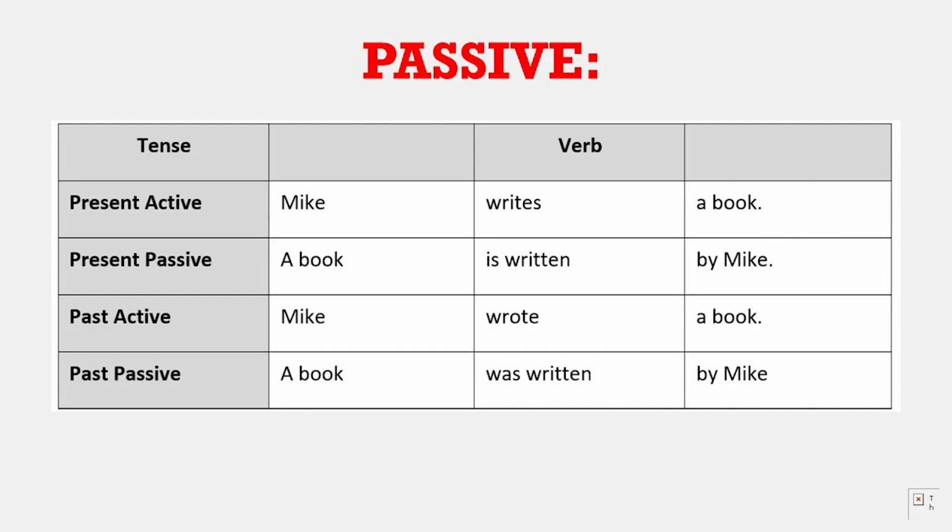You're going to need to know how to use the present and past passive. Essentially what the passive does is it turns a sentence the other way around from the active. The active is the subject followed by the verb, and the passive reverses that and puts the object first and then the subject, or sometimes just leaves out the subject. So for instance, present passive, a book is written by Mike, could just be a book is written.